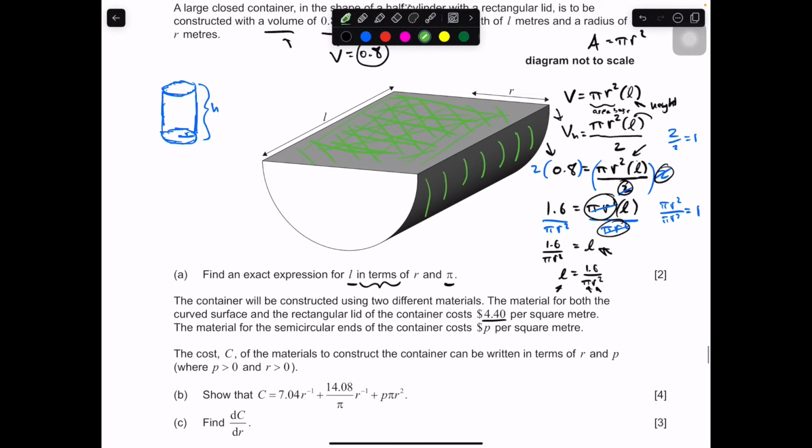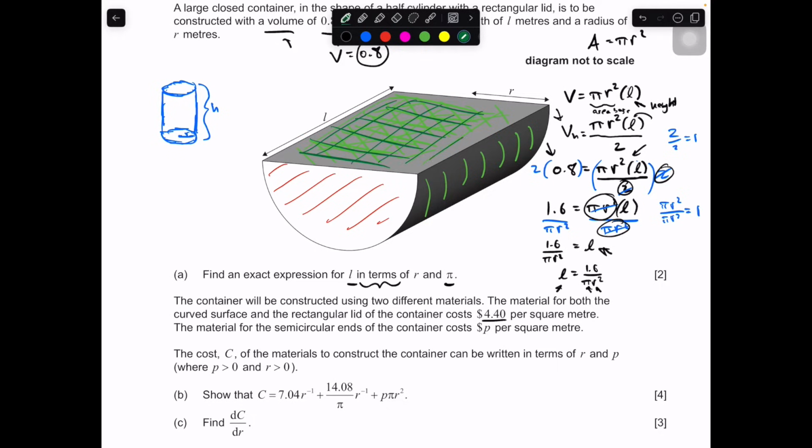And the semicircular ends, that's these right here. This costs P dollars per square meter. We don't know yet. So I'm actually going to write this out in a different color just to make it a little more visible. These are the curved surface and the rectangular lid. Okay. All right.